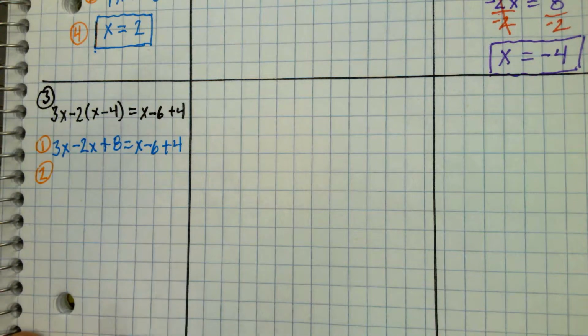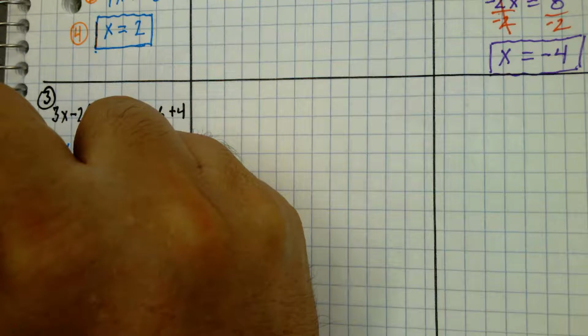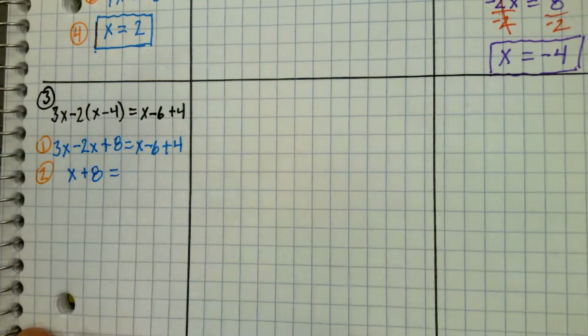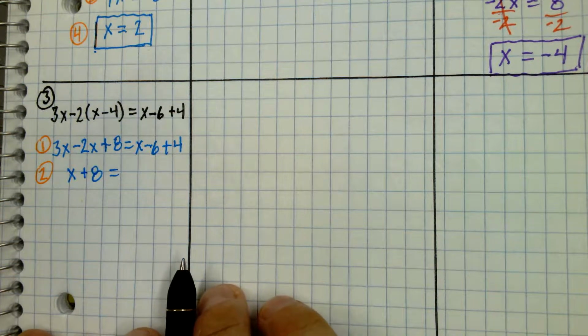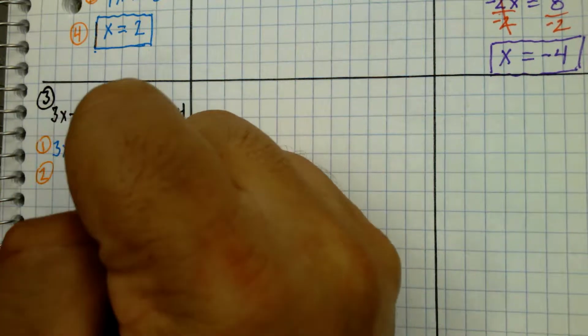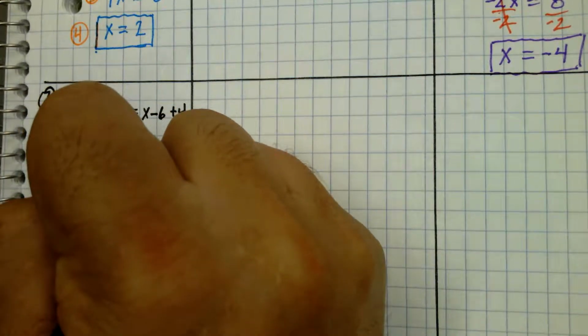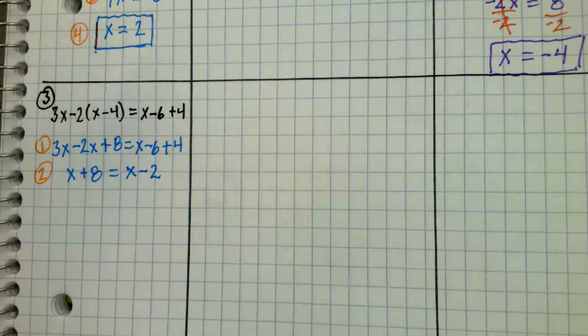Step number 2 is x plus 8 equals x minus 2. So that's step number 2. It looks smaller. It looks like it's less stuff. What did they do to get there? They did the like terms. They combined them. Did they do that correctly? Over here, it looks like they did because 3x minus 2x is 1x, so it's x plus 8. And how about on the right side? Minus 6 and 4. Is that minus 2? So they did that one correctly. All right. So far, so good.